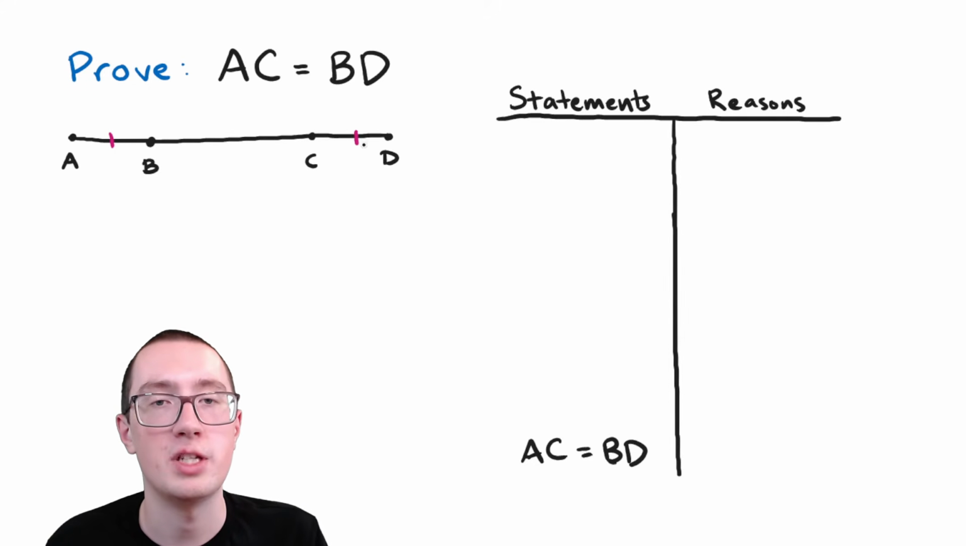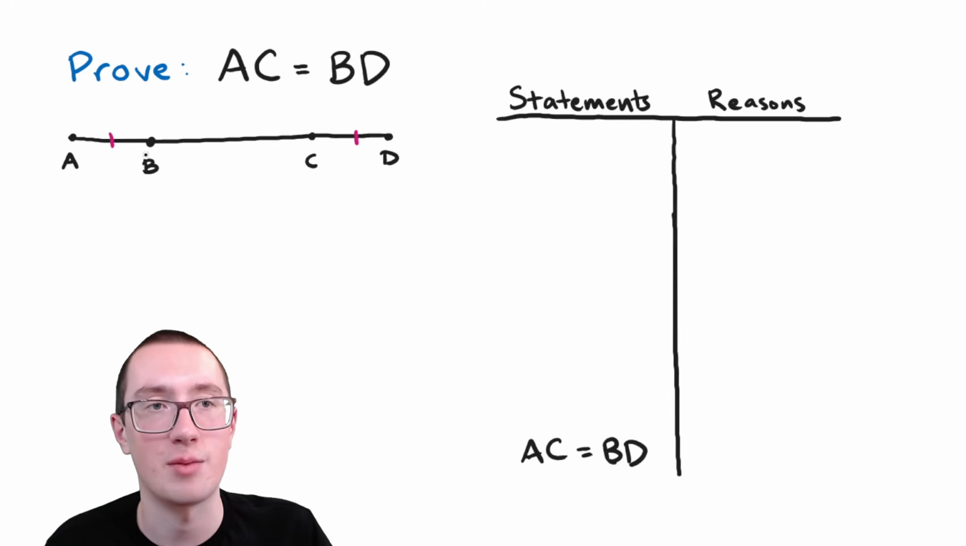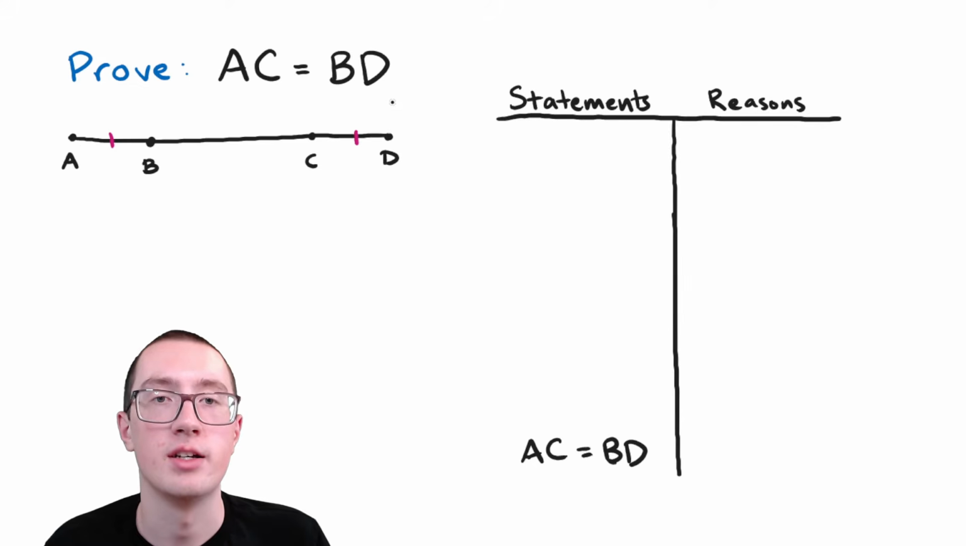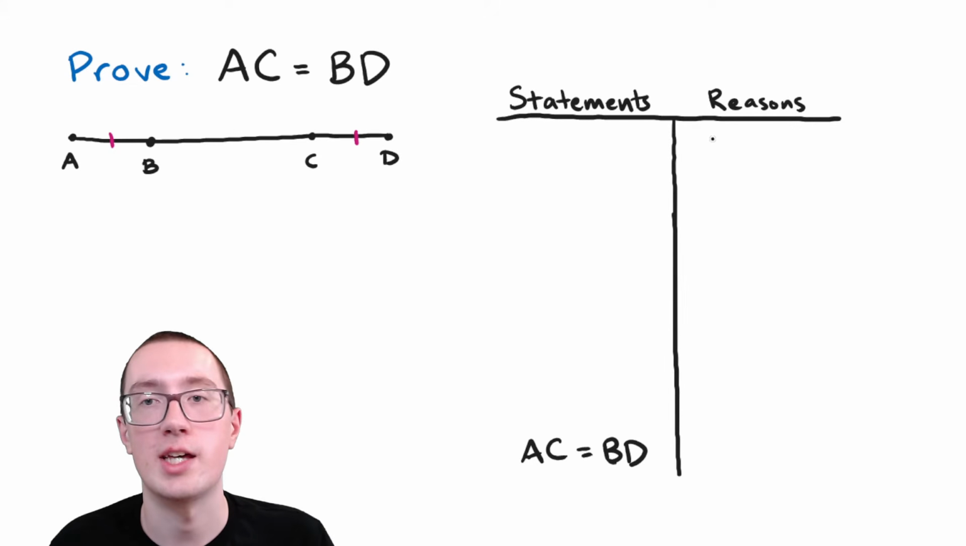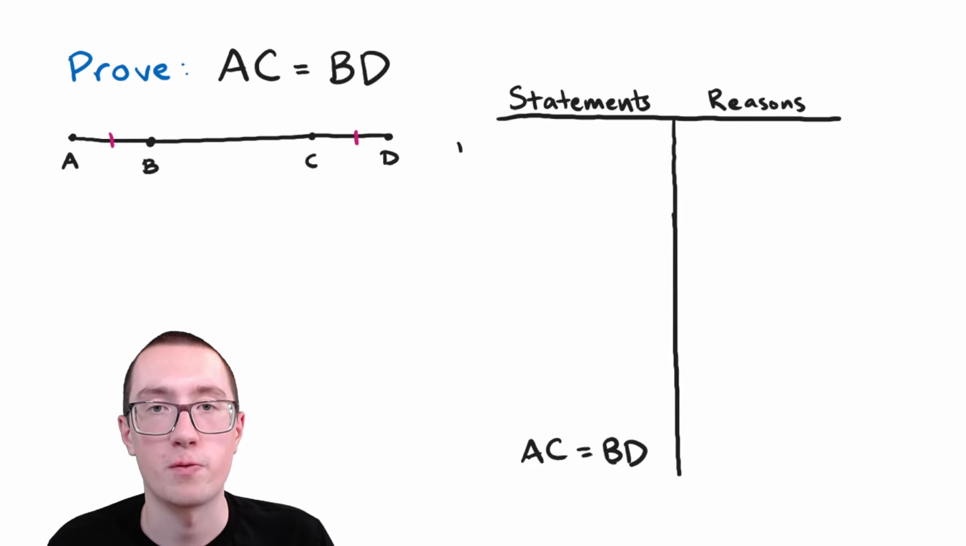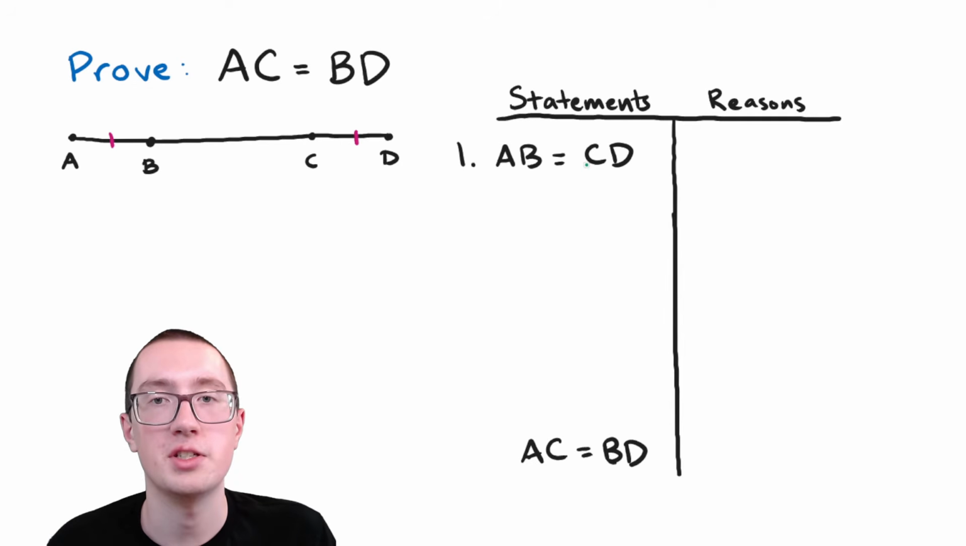Whenever you see two tick marks on two different segments of a geometry picture, then that means that they're the same length. So we actually are given information to start. We're told that the distance between A and B is the same as the distance between C and D. So we can actually use that as our first given statement. So our first step in our proof is that AB is equal to CD. And our reasoning for that is it gave us that in the problem.